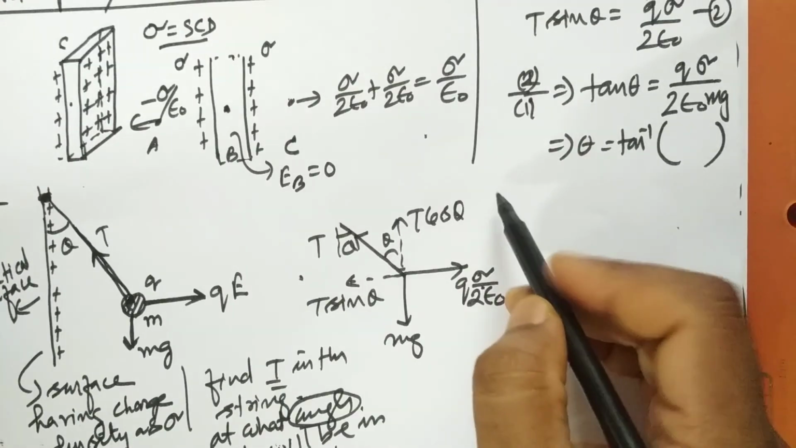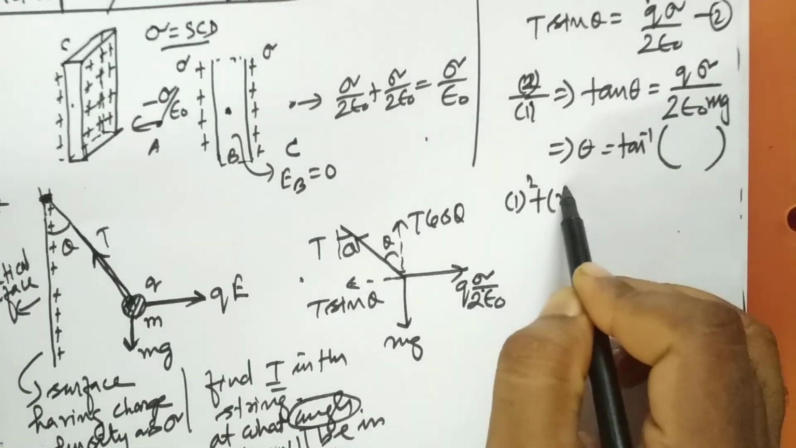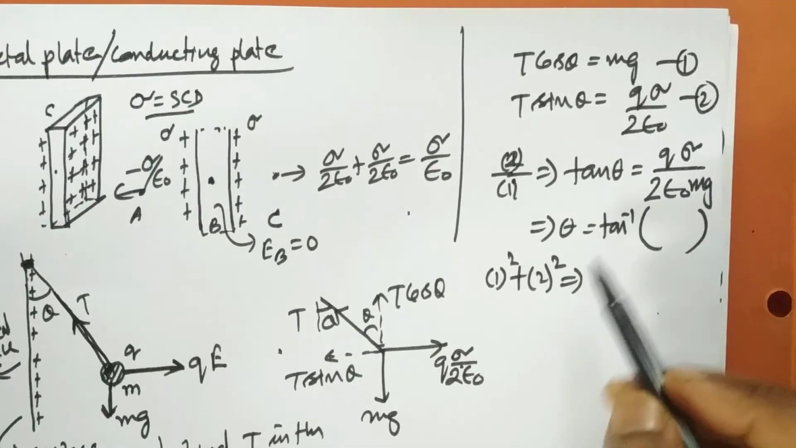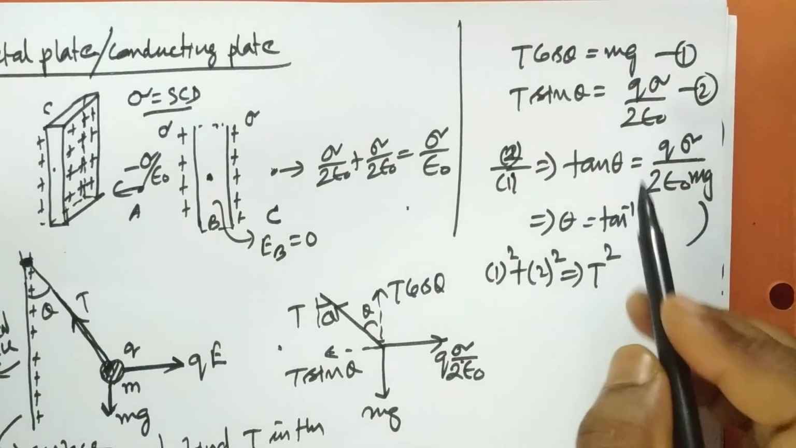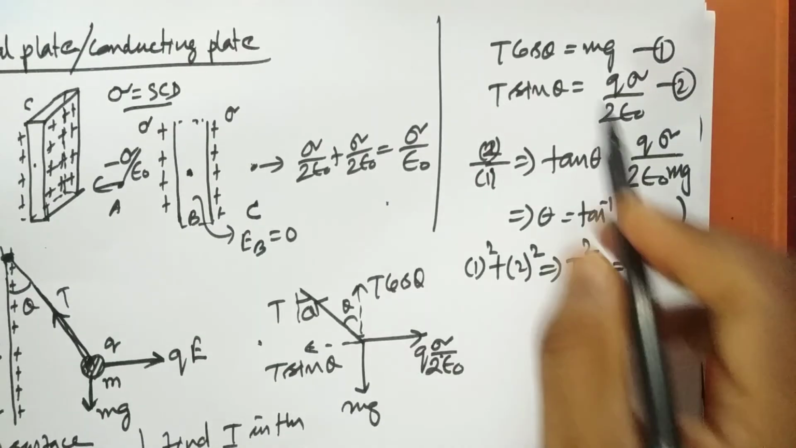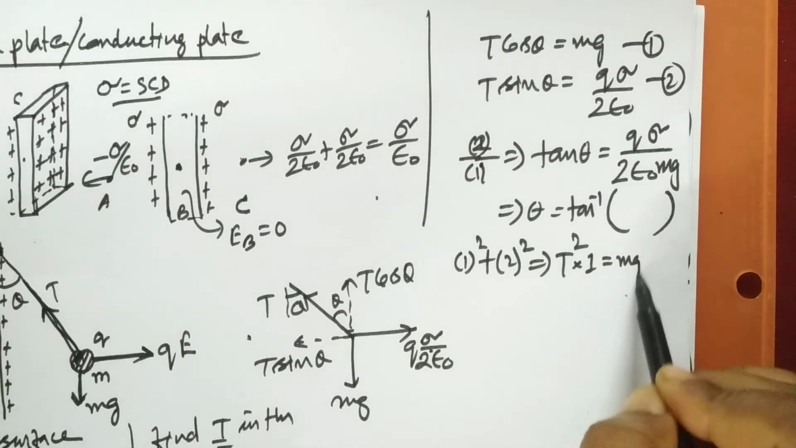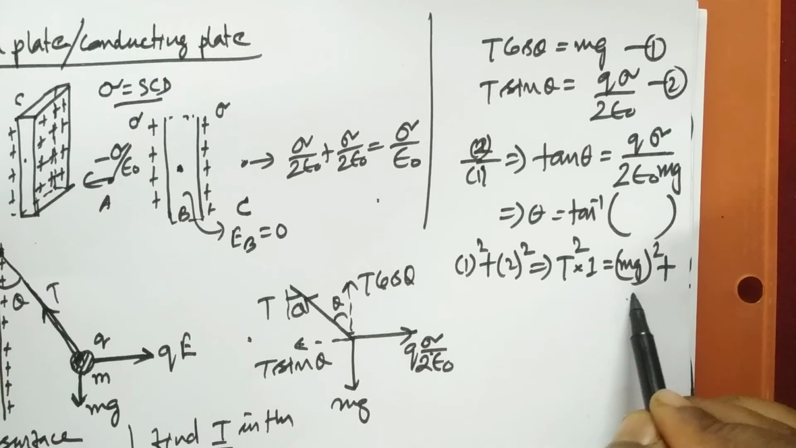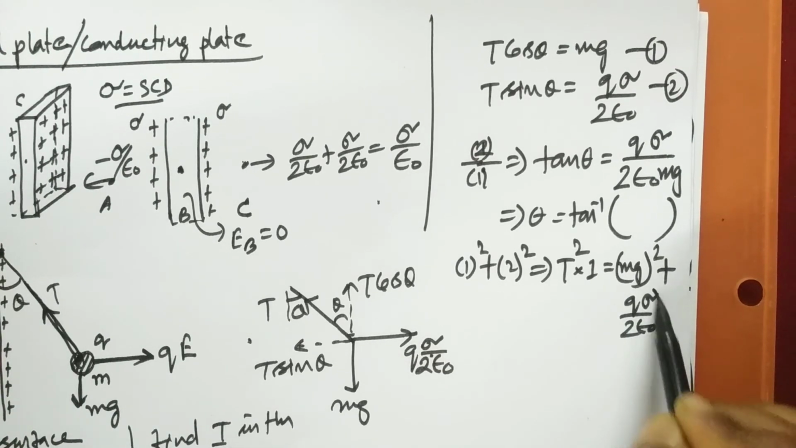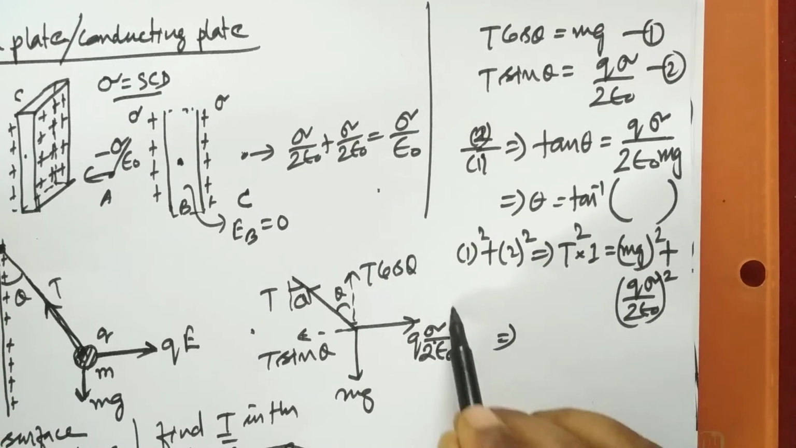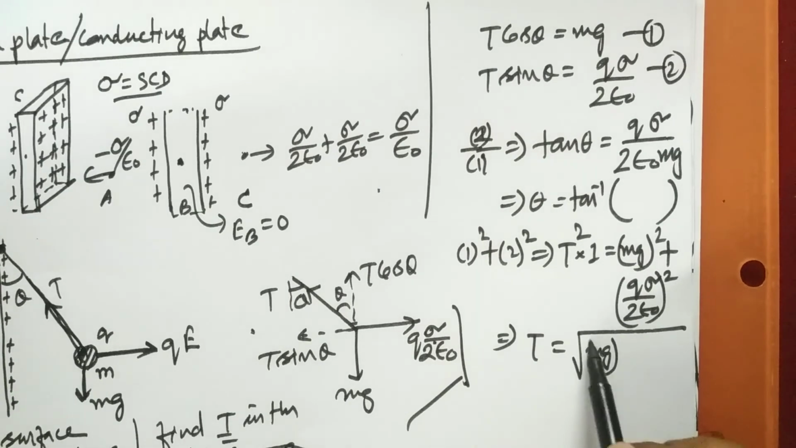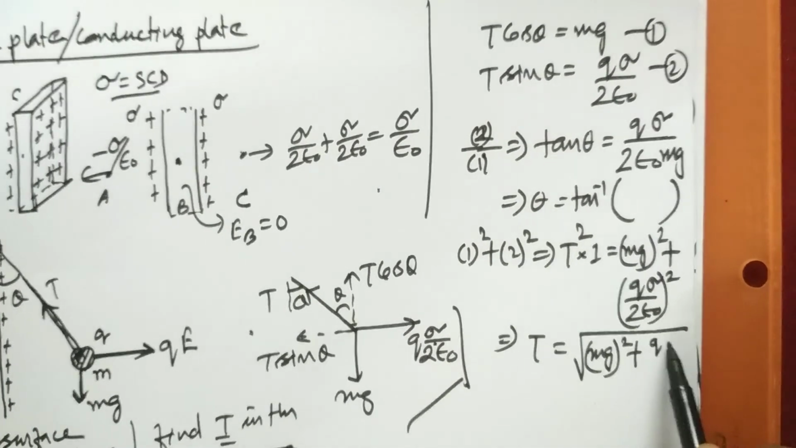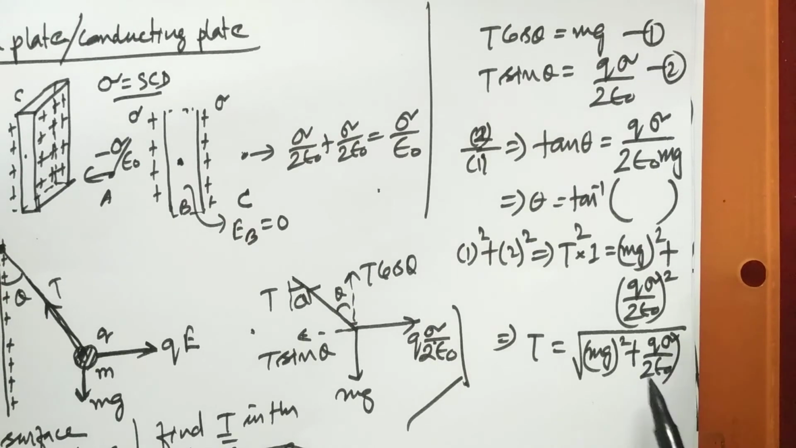And to get the value of tension, square equation 1, square equation 2, then add them. T square cos square theta plus T square sin square theta, T square common, put in bracket cos square theta plus sin square theta will give you how much? 1. And on the right hand side, it will become mg whole square plus q sigma by twice epsilon naught whole square. So from here you will get tension is nothing but the square root of mg whole square plus q sigma by twice epsilon naught whole square.